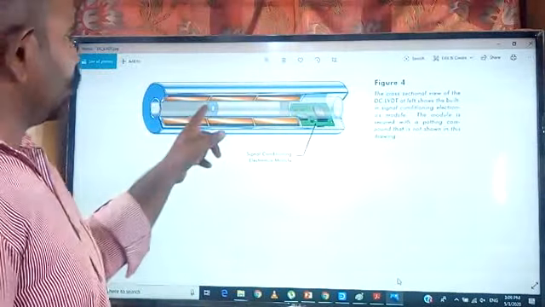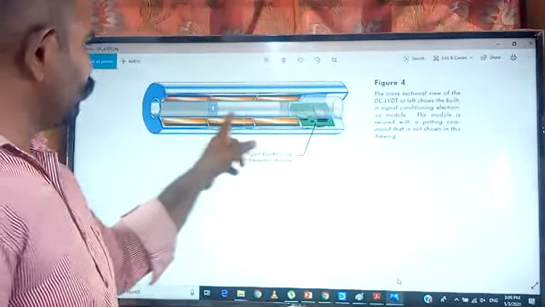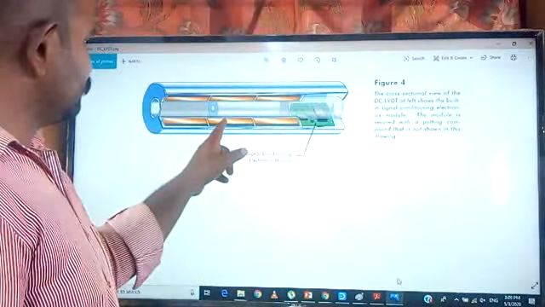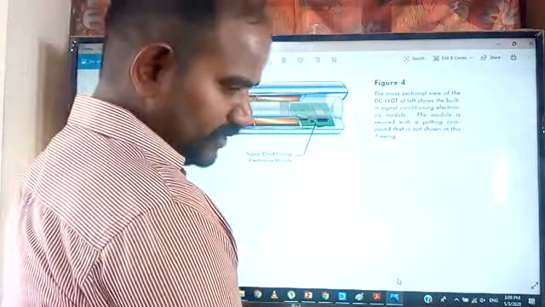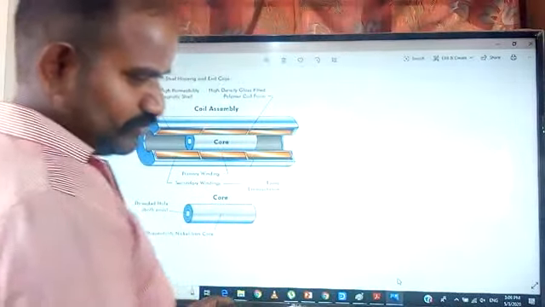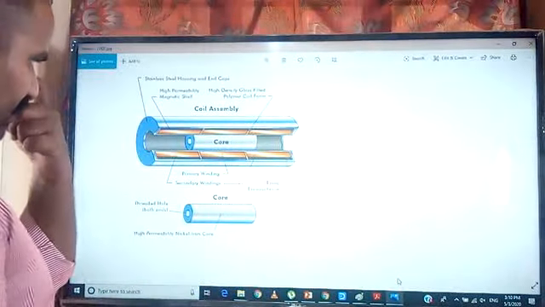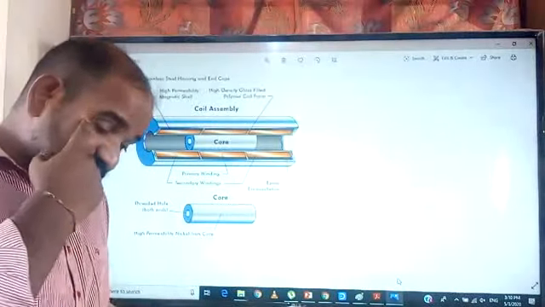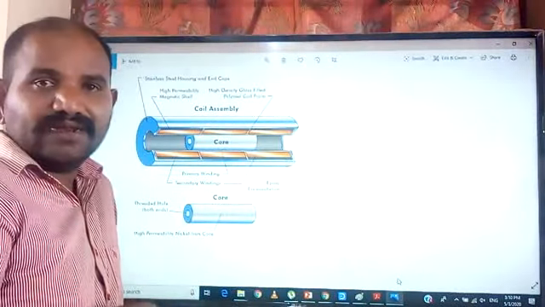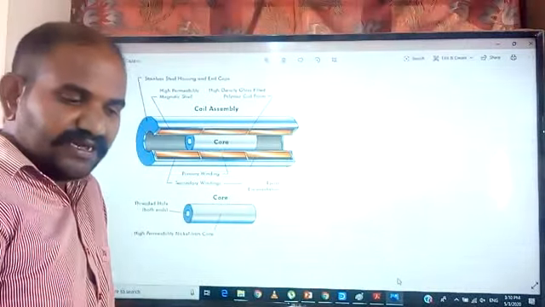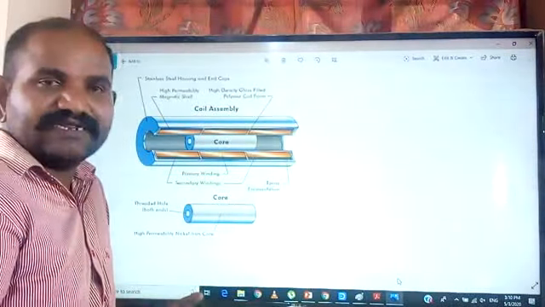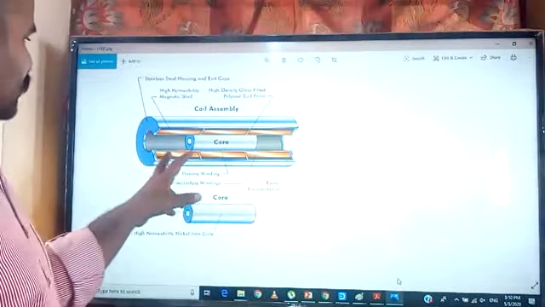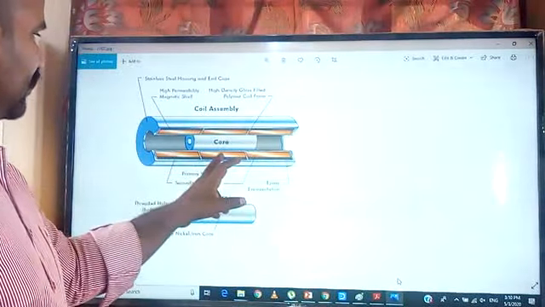So this is my core, which is a freely movable one, and these two are the secondary wires, and this is the primary one. Two secondaries, one primary. In the LVDT, we have one primary coil and two secondary coils which are connected in opposite series connection.